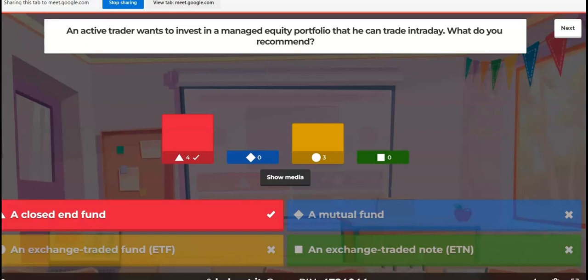Now this one was difficult. This one was tricky because there's a couple things going on. You might have said, well, what about an exchange traded fund? Those can trade intraday. They sure can, except for one thing: they're a passively managed equity portfolio, not actively managed. So there were two things: managed equity portfolio and can trade intraday.